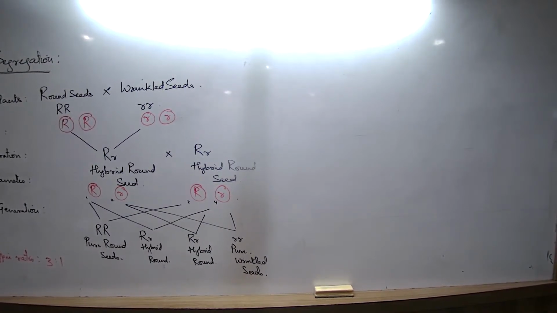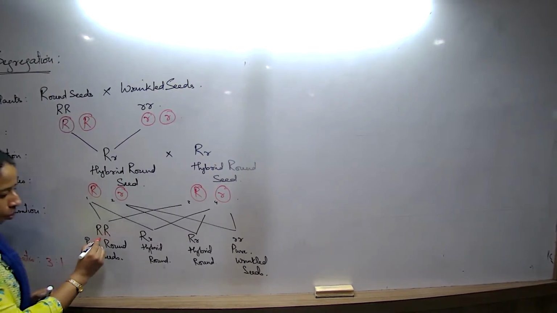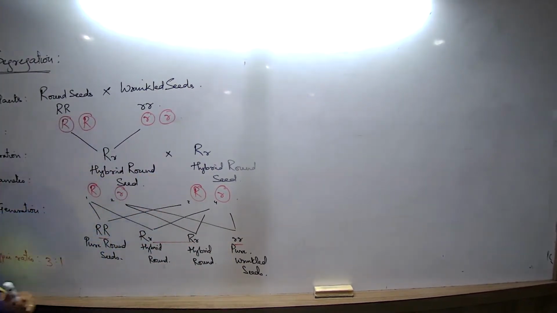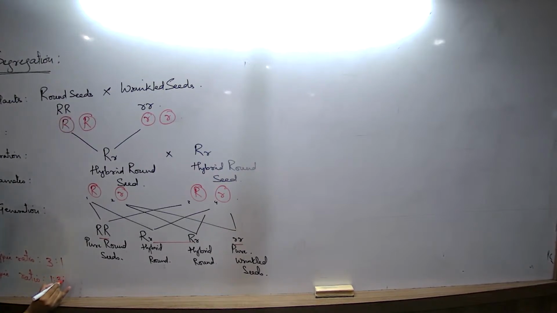How many types of genotype? 1, 2, 3. 3 types of genotype. So what do we write as the genotypic ratio? Genotypic ratio, what will we write? 1:2:1. That is the genotypic ratio.